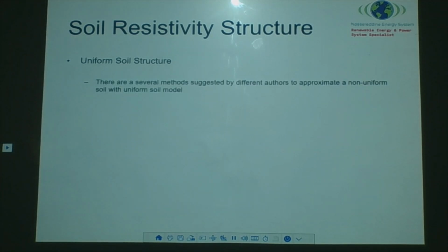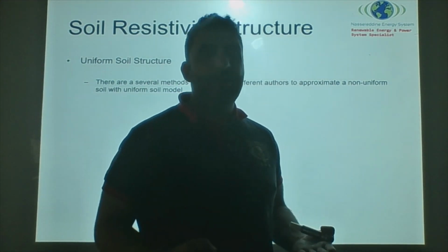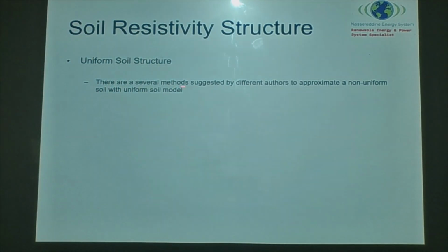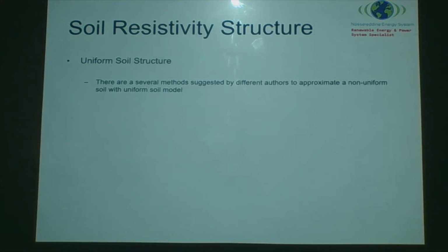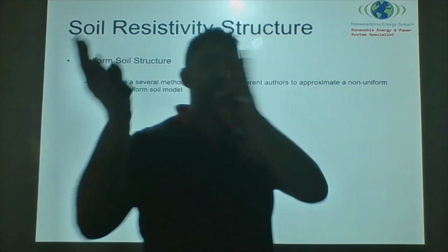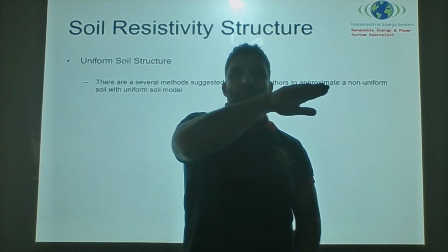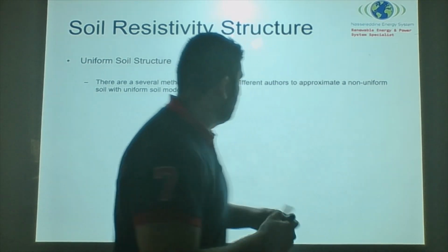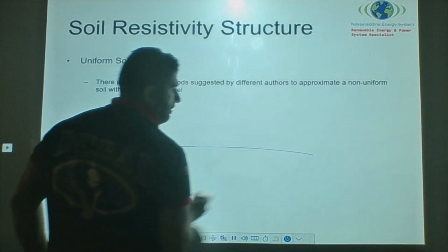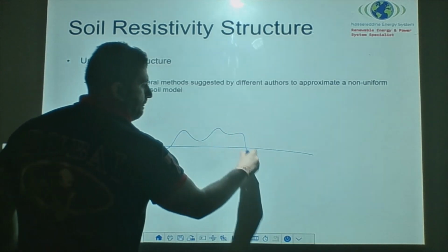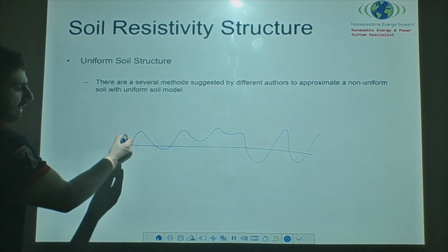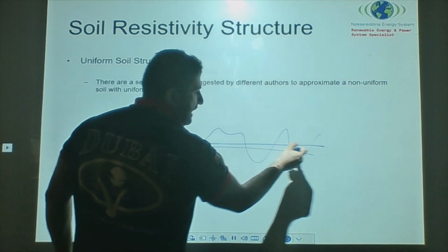Now, uniform soil structure. During our research, we found that there are a lot of approaches. There are several methods suggested by different authors to approximate a non-uniform soil with a uniform soil model. Hold on a second. What we just discussed before is a uniform soil with a small variation. So if you remember when we sketched A, now this will be like this maybe. Okay, it's a small variation. So when you get the average, you get like this.